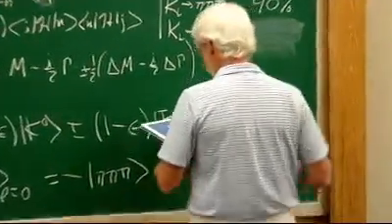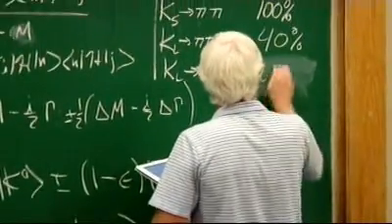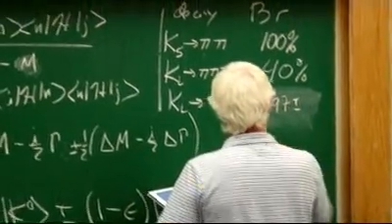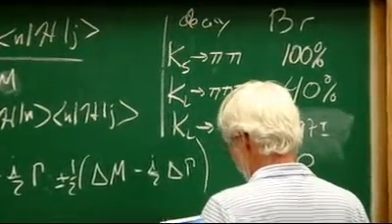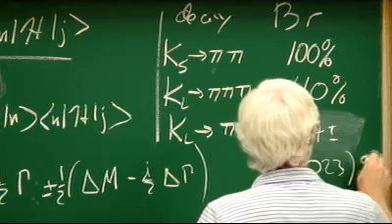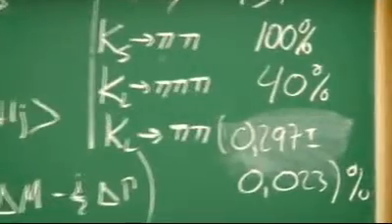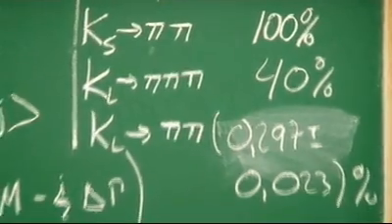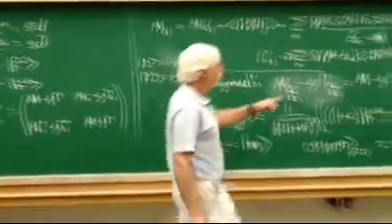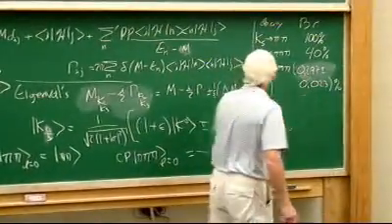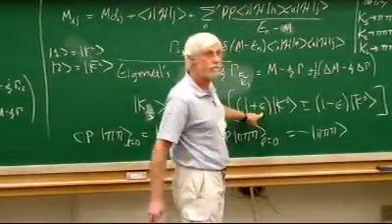This is 0.297 plus minus 0.023%. So the fact that K long goes into 2 pions tells you that CP is violated. And this is how it was discovered. And what I like to do now is figure out how this number tells me something about this parameter epsilon.